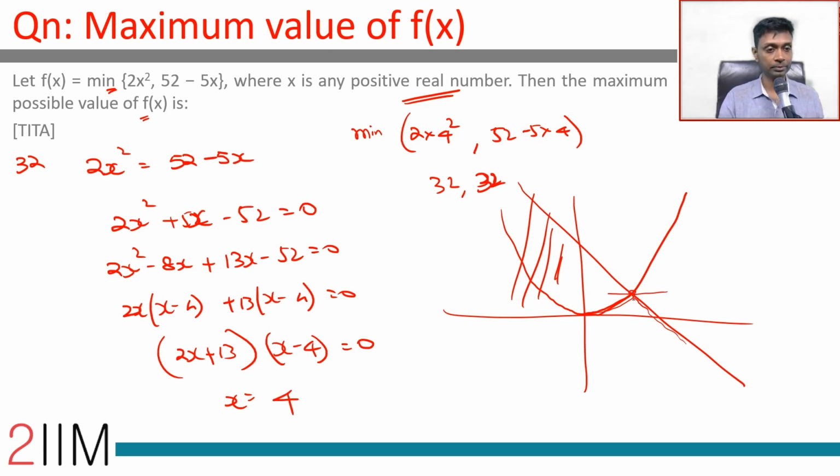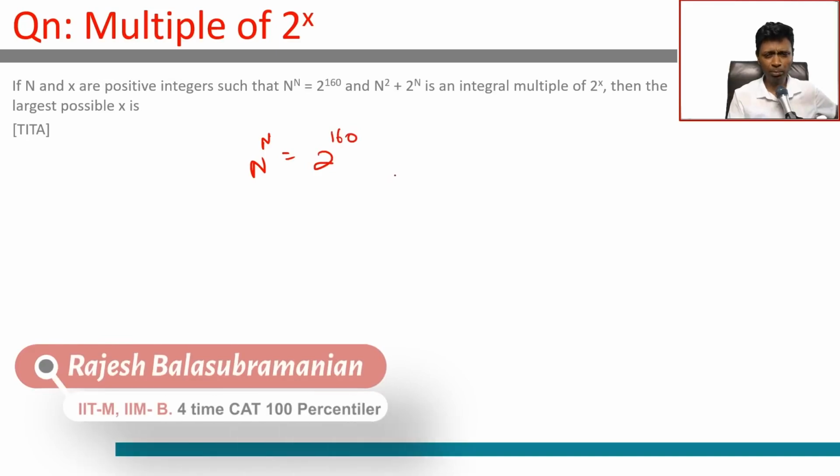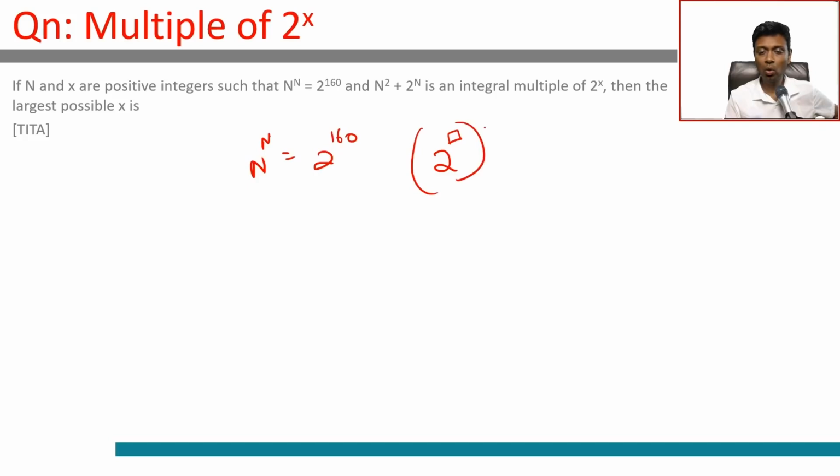If n and x are positive integers such that n power n is 2 power 160. n is a positive integer, 2 power 160. Key here, we've got to write this as 2 power a number, whole power a number, 2 power p whole power q. Fine, so 2 power p is equal to n, which should be equal to q. Fine, so that's the idea here. p into q is 160.